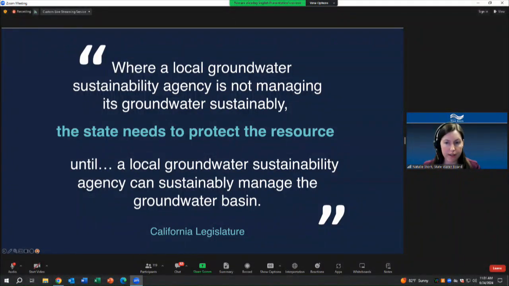The law recognizes that where groundwater is not being managed sustainably, the state should step in to protect groundwater resources until local agencies are ready to manage it on their own.